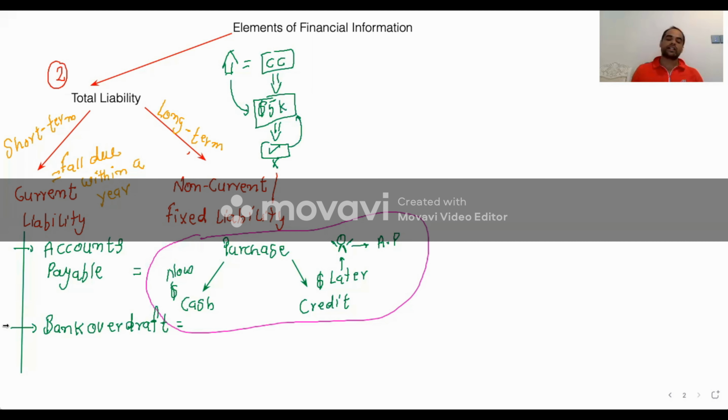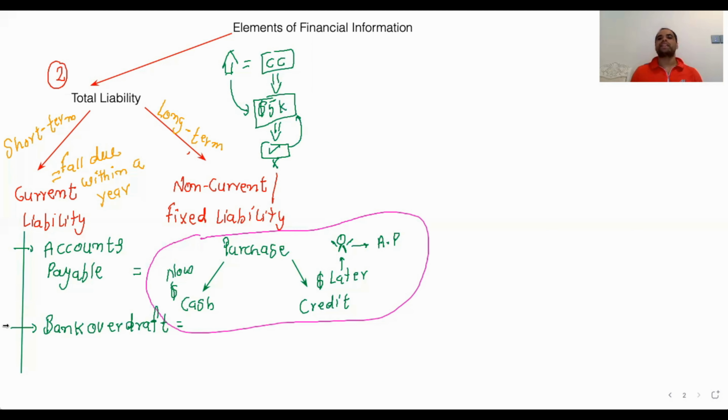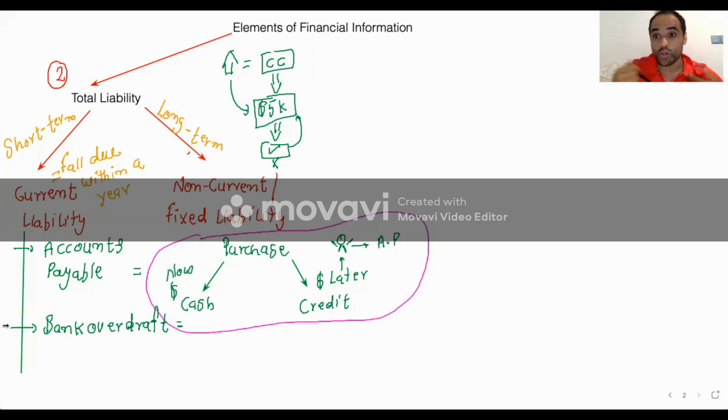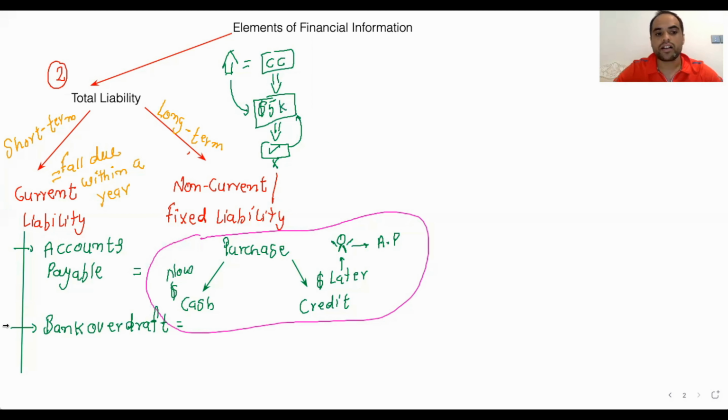Right. In accounting, another name for bank overdraft is negative cash. Negative cash means your cash balance is negative, so you have to return it. This $5,000 is your cash, but it's negative. It's not your cash. It's the bank's cash, so you have to return that money back. Right. So that's the meaning of bank overdraft. So bank overdraft is your current liability. Right.